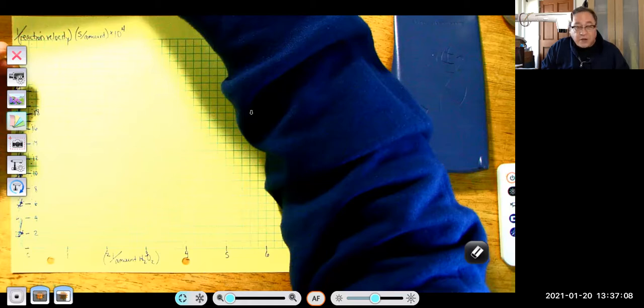No, wait, I already did the 3.0. Now we have 6.3, which is right here. And we have 17.1. So this is 14, 15, 16, 17, 17. And so that's about right there. So there's our graph.